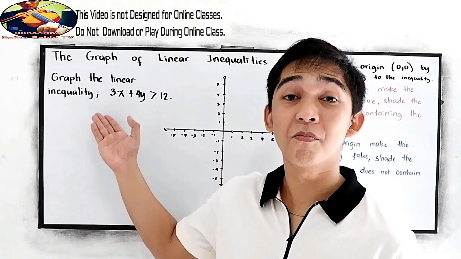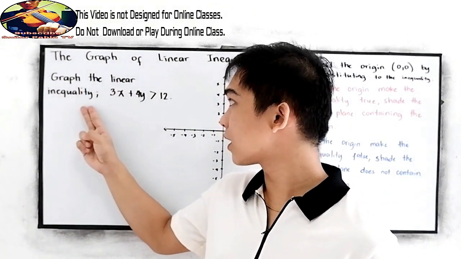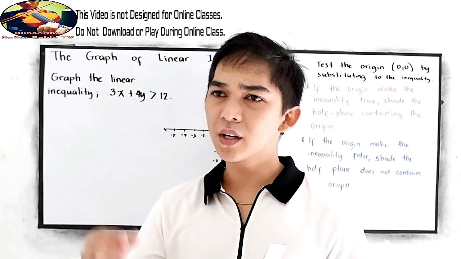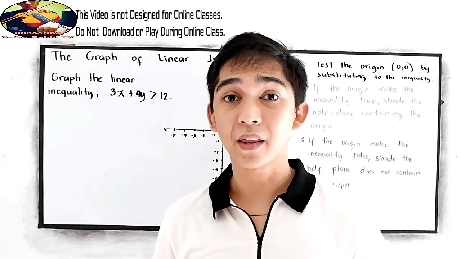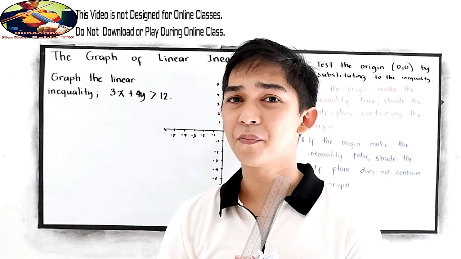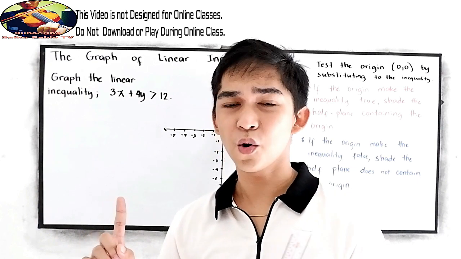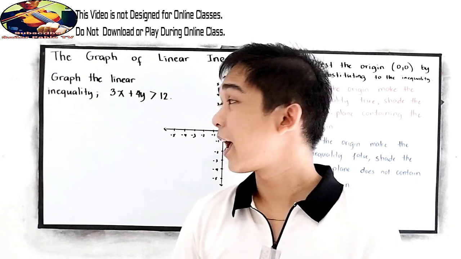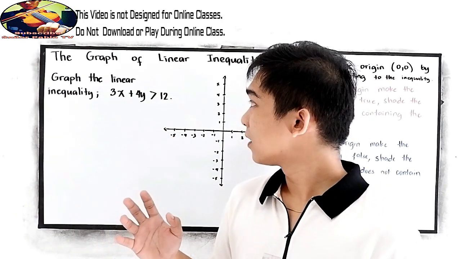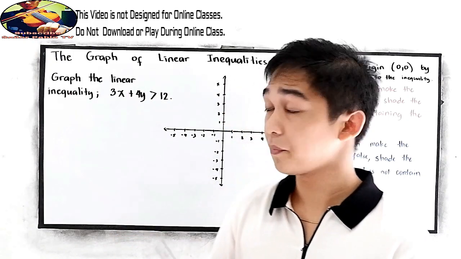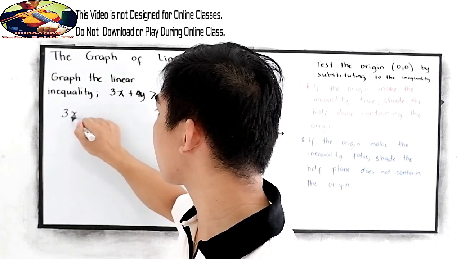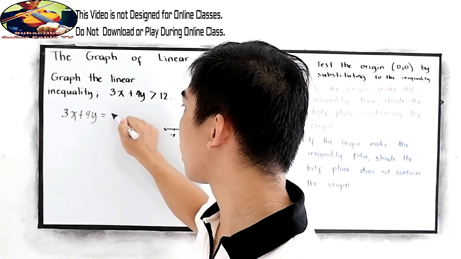So let's have this example. Graph the linear inequality 2x plus 4y is greater than 12. In our linear equation, we have different ways or methods to graph the equation. We have the x and y intercept, the slope, rise over run. In this case, let us first rewrite the inequality into a linear equation. 3x plus 4y is equal to 12.